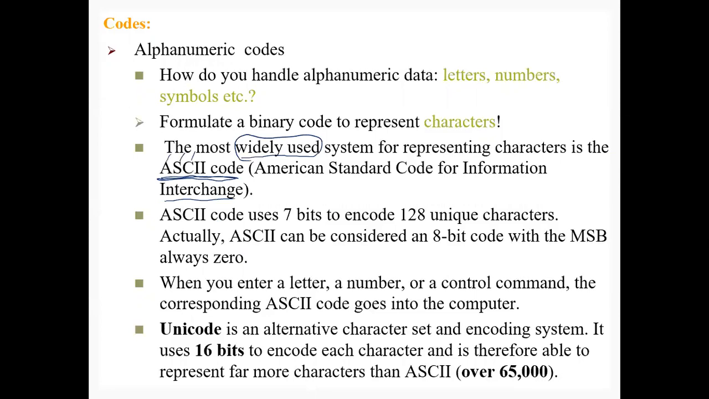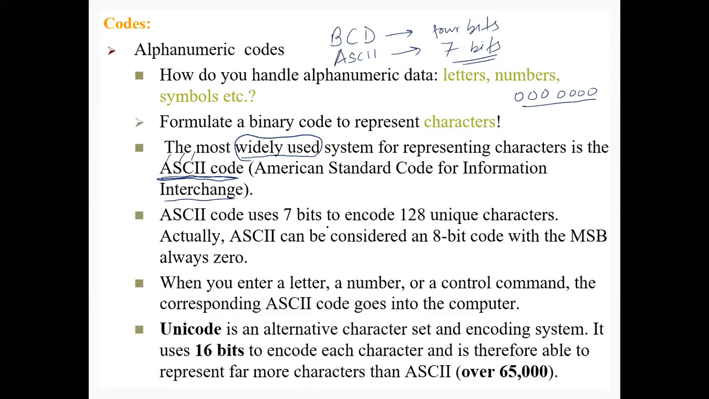Remember in BCD, how many bits do you use? In BCD, we use 4 bits. Now in ASCII, we use 7 bits instead of 4. So if you want to represent 0, you write 0, 0, 0, 0, 0, 0, 0. This is how you represent 0 in ASCII: 7 bits.